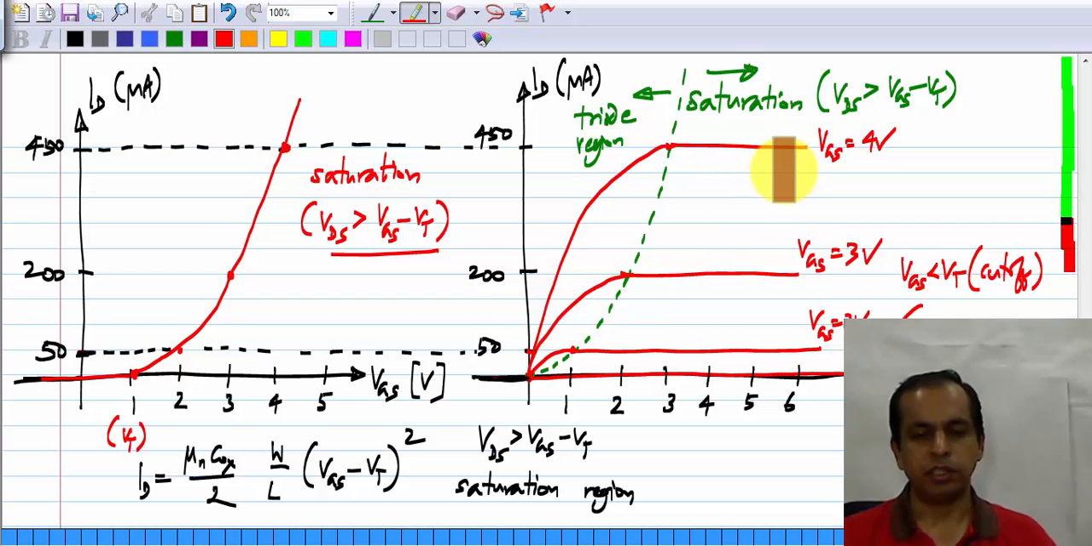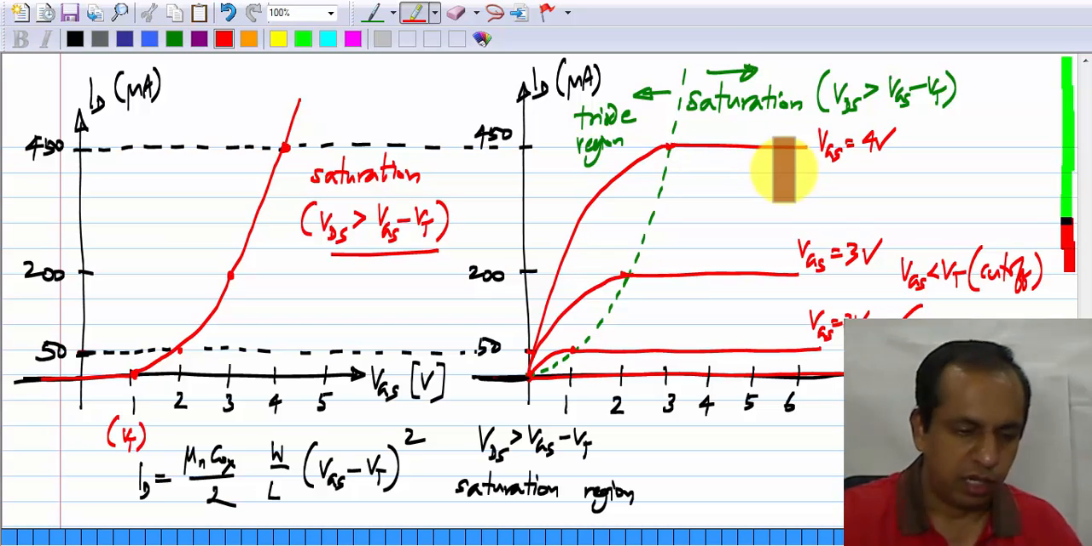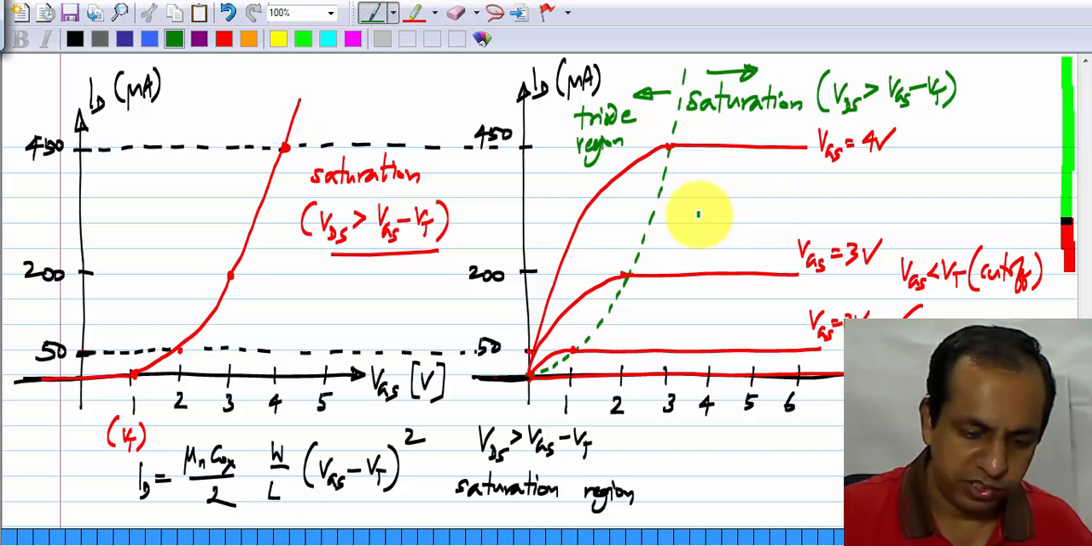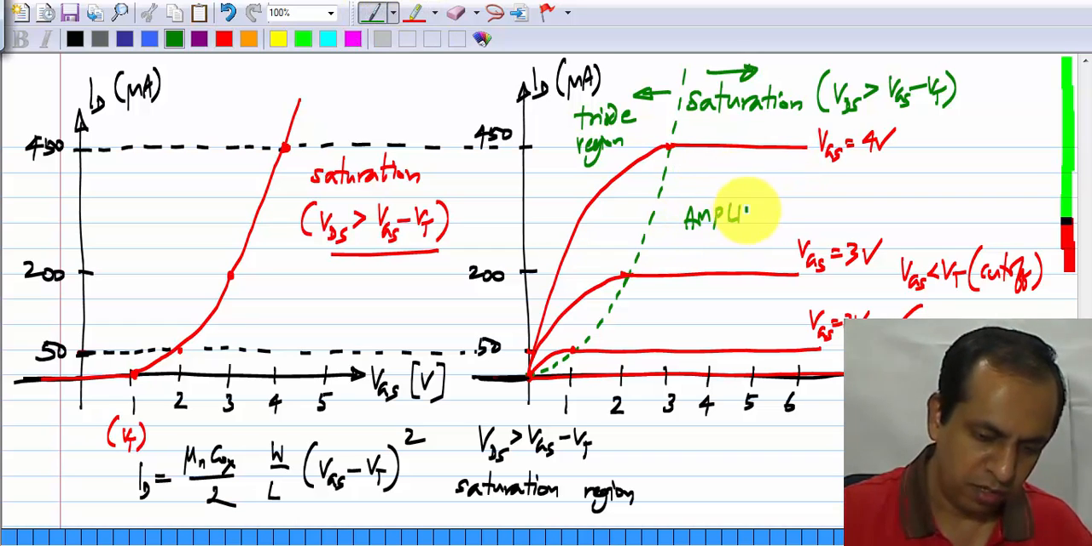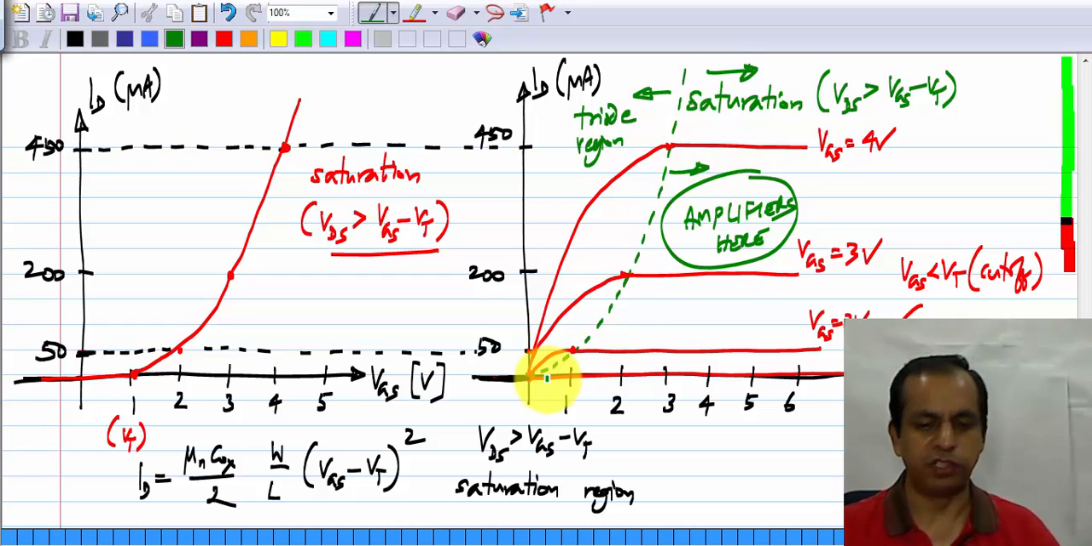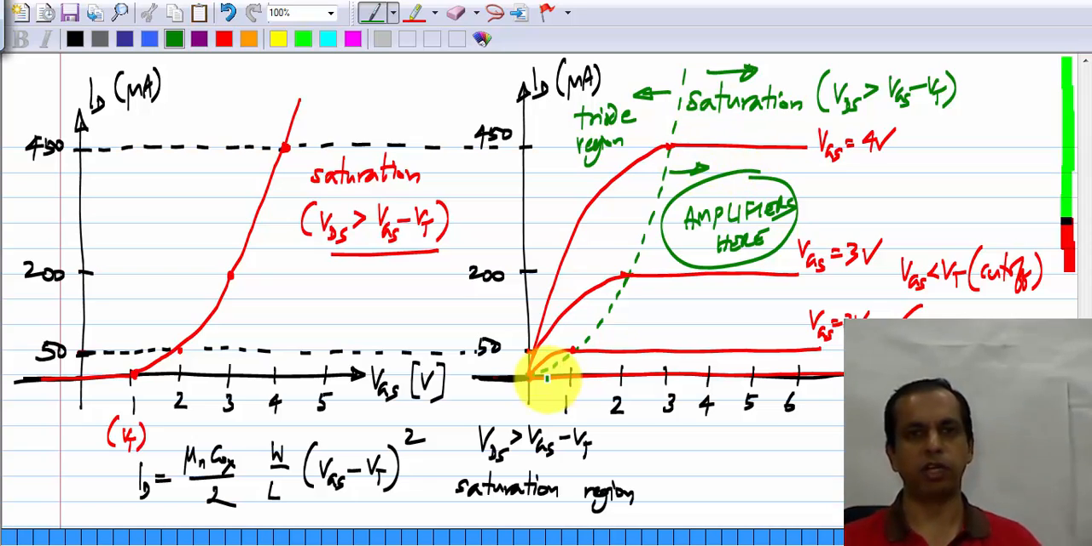Okay. So this is what the transistor's IV characteristics look like, and for amplifiers in general, you want to be here, okay, that is to the right side of this triode region, saturation region boundary, okay.